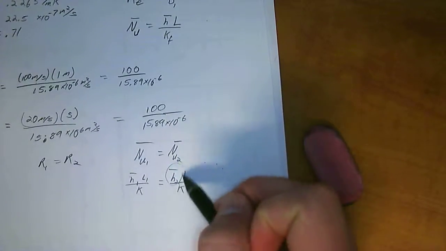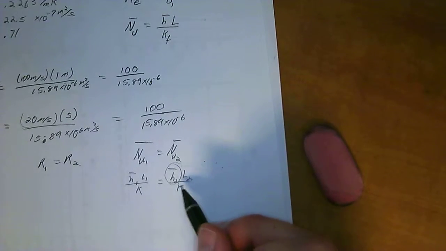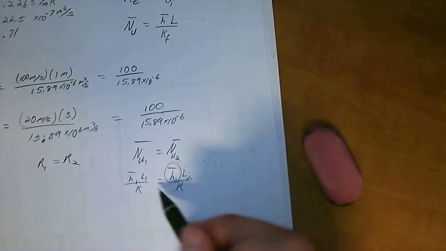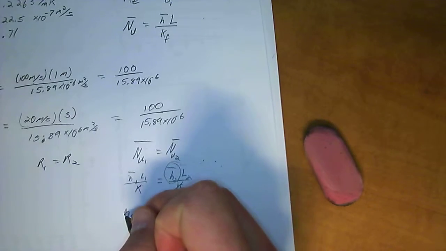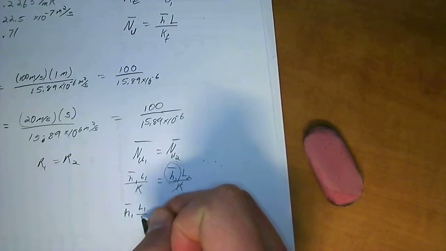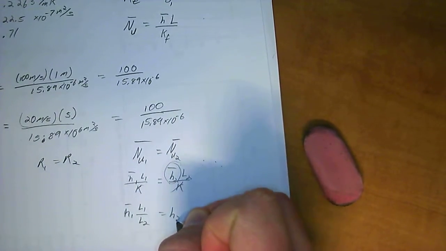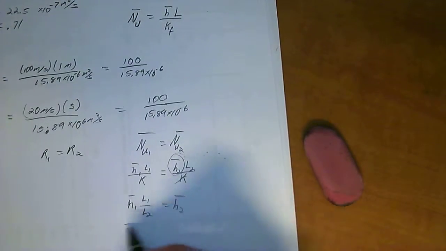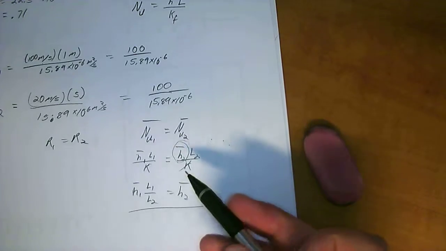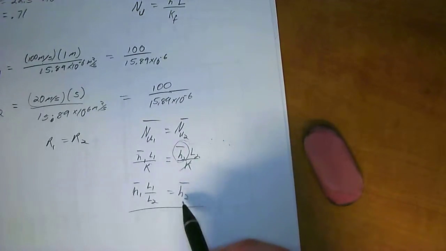Now we're looking for the heat transfer coefficient of object 2. So these two will cancel, and we'll get h1 bar L1 over L2, which is equal to h2 bar. Okay, cool. So now we have an equation for finding the heat transfer coefficient, just using Reynolds number and Nusselt numbers. But how do we get this h bar?